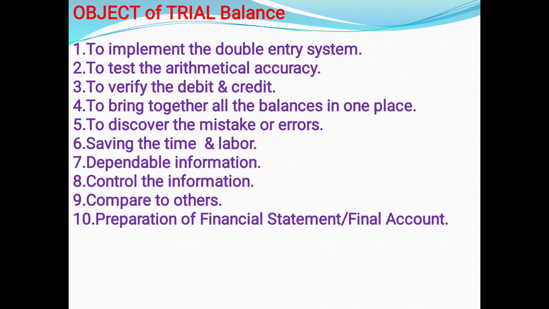Objects of trial balance. Number 1, to implement the double entry system. Number 2, to test the arithmetical accuracy. Third one, to verify the debit and credit. Number 4, to bring together all the balances in one place. Number 5, to discover the mistakes or errors. Number 6, saving the time and labor.